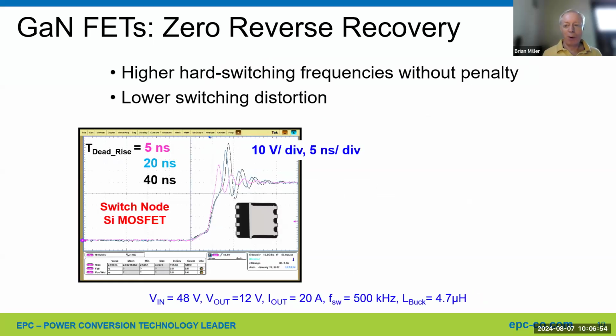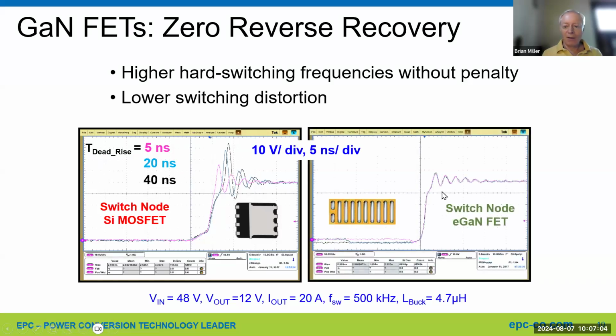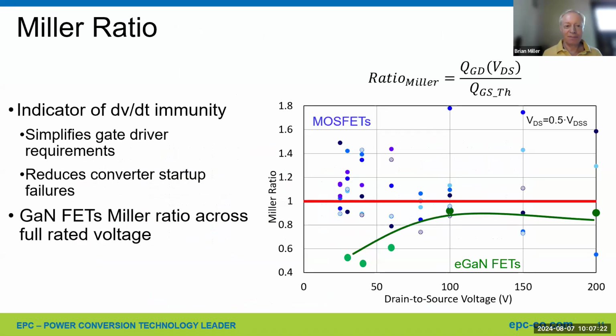Zero reverse recovery, you can say, well, what does it mean? Here's a silicon MOSFET switching, with different kinds of dead times. You see different kinds of ringing. Versus a GaN FET, you can see much less ringing, much less amplitude on the ringing, much better controlled. So even though the GaN FET is faster, you can slow it down a bit. If you get the equivalent kind of switching speed, you can see much better performance. And Miller ratio, that's just an illustration of how it stays below the line of 1.